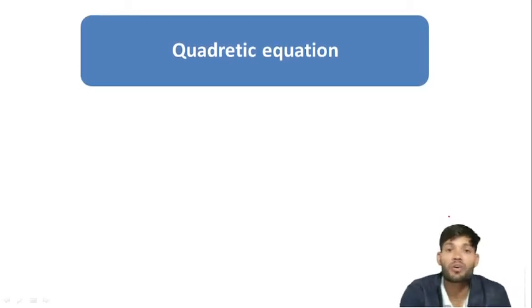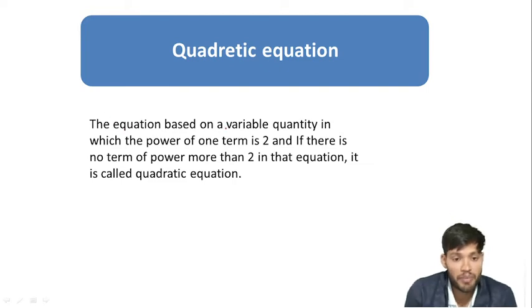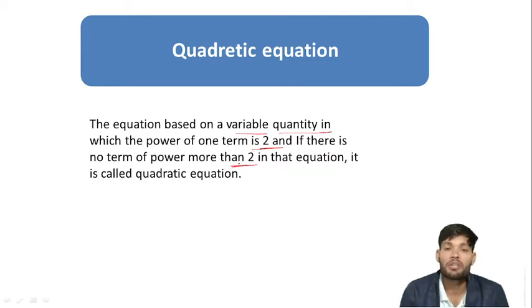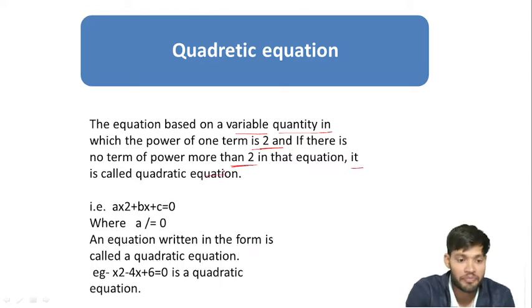Now we will move to another equation, the quadratic equation. What is a quadratic equation? We learn about the quadratic equation: the equation with a maximum power of 2. The equation based on a variable quantity in which the power of one term is 2. The maximum power of one term is 2, and there is no term with power more than 2. An equation like that is known as a quadratic equation.